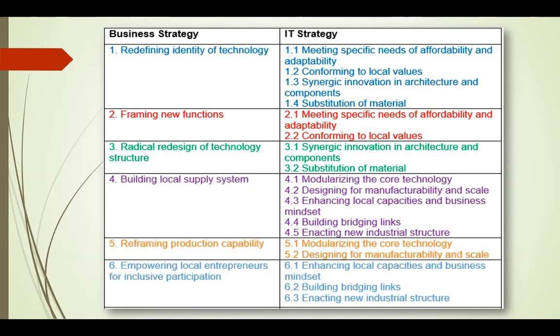Appropriate technical properties refers to the built-in structure, technical performance, and the scientific properties that give the technology its shape. This means that the technology should have the physical structures, characteristics, and capabilities required to perform certain tasks concerned with solar thermal systems in this case. So this links up to the IT strategy, which is 1.1, as you can see, meeting specific needs of affordability and adaptability.